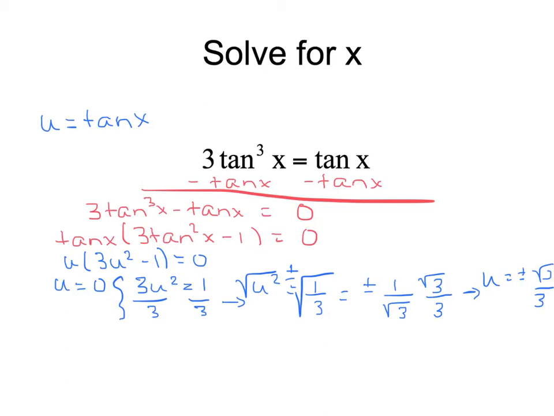So now that I know what u is, I have u equals 0 back here, and plus or minus the square root of 3 over 3. I can now go back and say that tangent of x equals 0, and the tangent of x equals plus or minus the square root of 3 over 3. And I'm going to go to the next slide to try to figure out at what angles these take place.